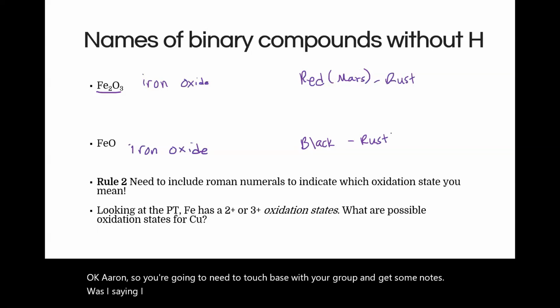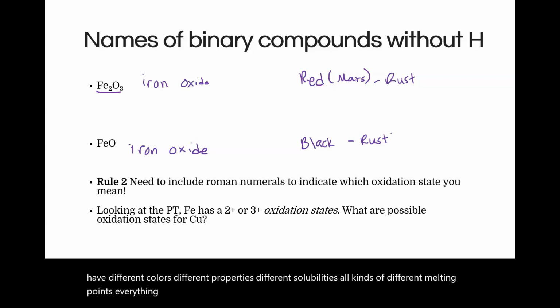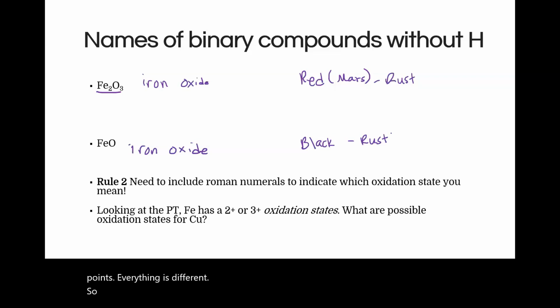Okay, so the two iron oxides are clearly not the same thing because they have different colors, different properties, different solubilities, different melting points. Everything is different. So now we have a conundrum, and the only way to solve it is to indicate which version of iron we have.